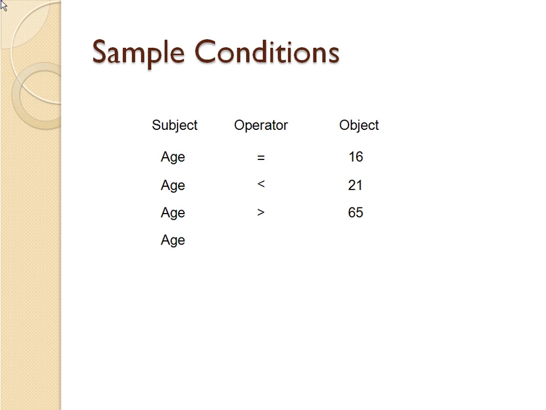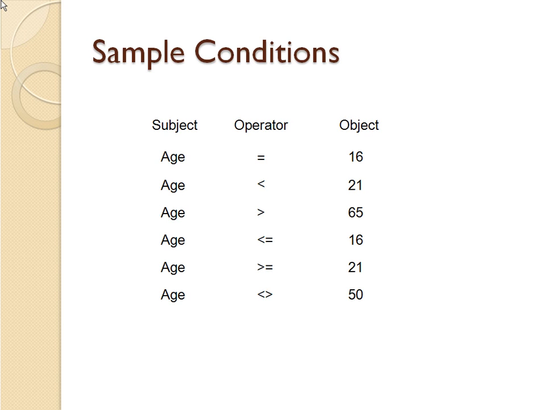Age greater than 65. Age less than or equal to 16. Okay, suppose age contains 17. 17 less than or equal to 16? False. What if age contains 16? Is 16 less than or equal to 16? That's true. 15 is less than or equal to 16. That's true. Age greater than or equal to 21. We could do the same type of figuring.